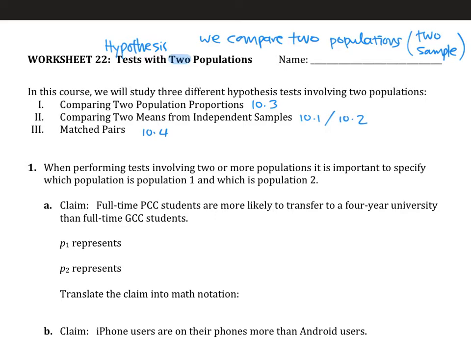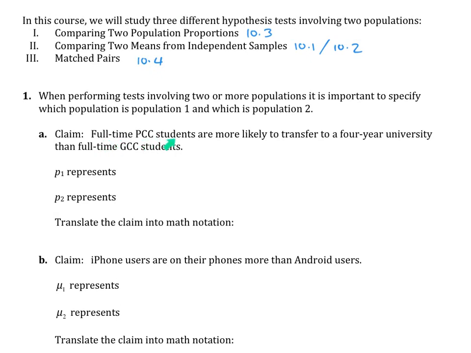So let's look at part A. The claim says full-time PCC students are more likely to transfer to a four-year university than full-time GCC students. So I see there are PCC students and there are GCC students. We have two different populations, PCC and GCC, and we're looking at transfer rate. This is the percentage of people who transfer, so this is a proportion. You notice that they're using P. You also notice that it's not just P, it's P1 and P2.